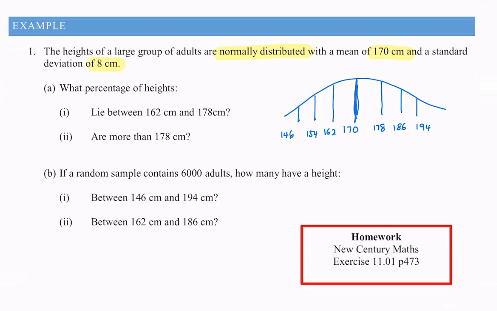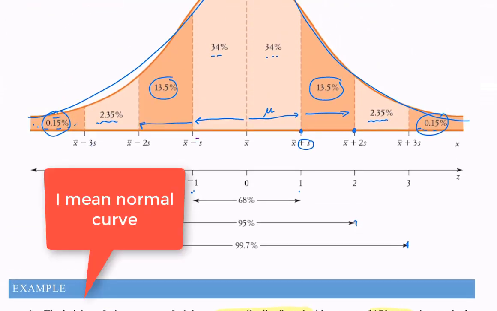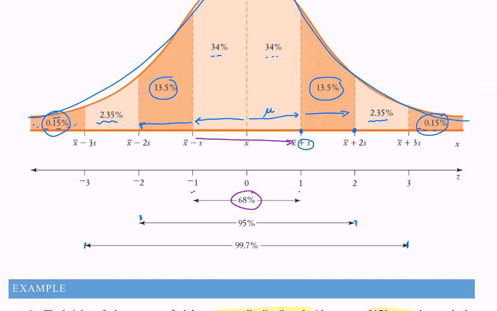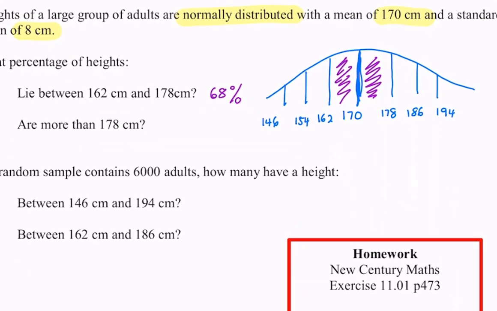Now we're asked what percentage of heights lies between 162 and 178. Between 162 and 178 is one standard deviation below and above. If I go back to my empirical curve, you can see that is 68%. I can just read that off the curve. So it is 68%. Now, what percentage of heights are more than 178? More than 178 is this area here, here, and here.